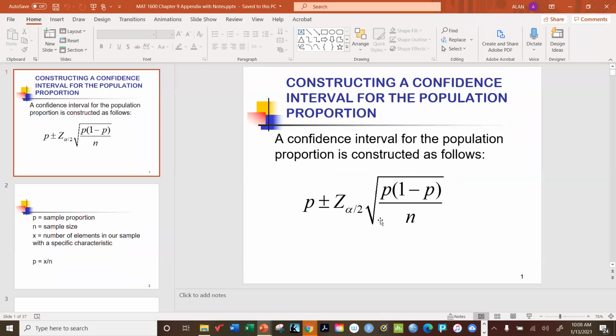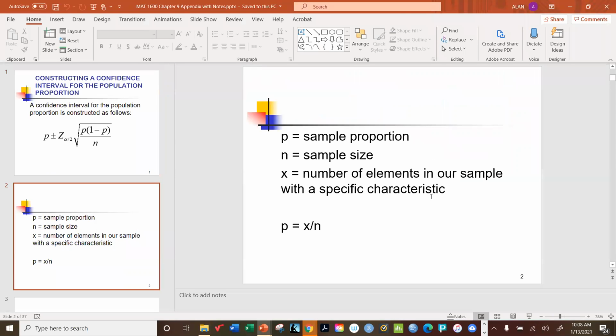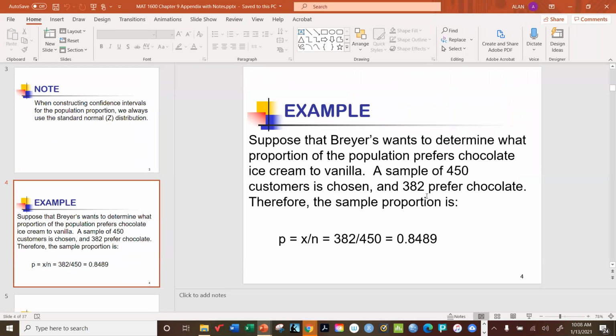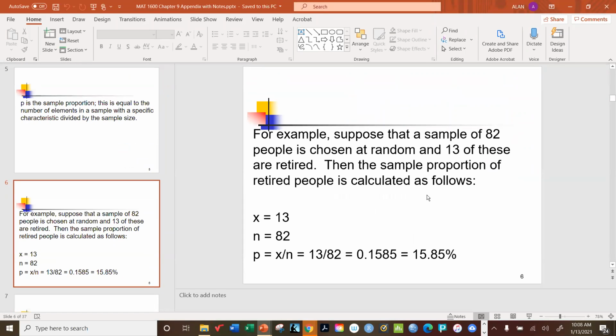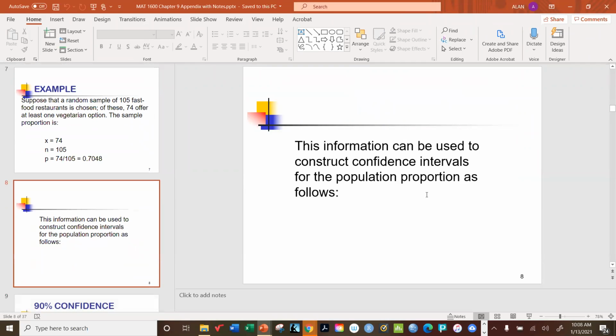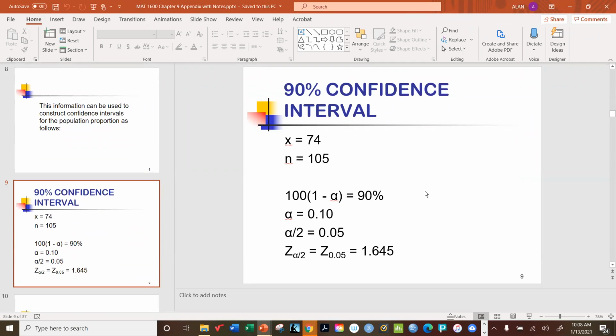Well, this is what we did yesterday. This is the formula for calculating the confidence interval for the population proportion. And we did this in 2 different ways. We did it algebraically, and we did it with our calculator's built-in functionality. We also noted that with proportions, we only use the normal distribution. As soon as you see that the question involves calculating a confidence interval for proportions, you automatically know to use the standard normal distribution. So there's no decision that needs to be made.